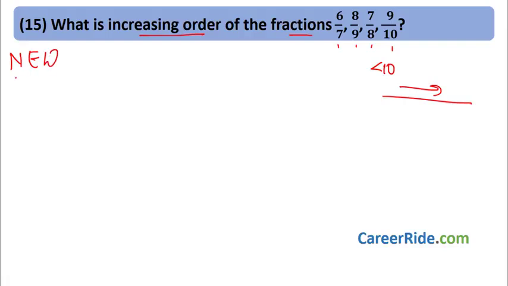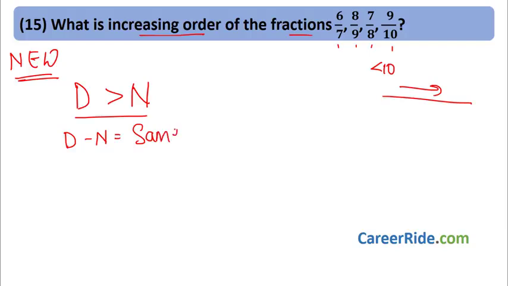Right now, if you observe closely, you will see that in all 4 fractions, the denominator is always greater than the numerator. 7 is greater than 6, 9 is greater than 8, 8 is greater than 7, 10 is greater than 9. And also the difference, denominator minus numerator, is the same. 7 minus 6 is 1, 9 minus 8 is 1, 8 minus 7 is 1, 10 minus 9 is 1. So the difference is the same.